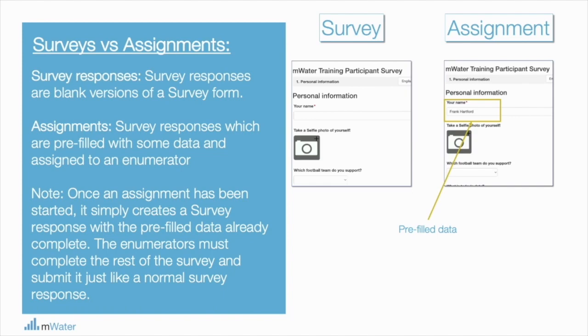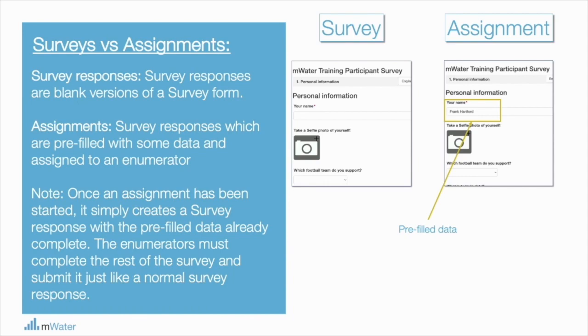Assignments are survey responses which are pre-filled with some information and then assigned to an enumerator for completion. This is frequently used for things like water point surveys or household surveys, where there's a baseline, midline, and endline done on each point, allowing you to see how things have changed over time. After each site has received a baseline survey on it, the survey administrator will use the mWater portal to assign each site to an enumerator for update during the midline survey.